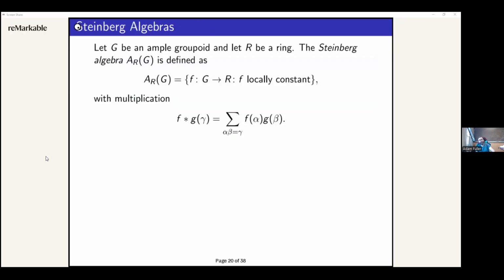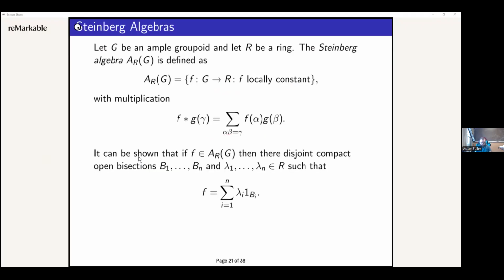Okay, a Steinberg algebra. If we have an ample groupoid and we have a ring, the Steinberg algebra is defined to be the locally constant functions into the ring. And we put a multiplication on this by convolution, and this gives us an algebra structure. This is called the Steinberg algebra. Again, if you're used to the C-star setting, you look at compactly supported continuous functions into your ring being C, and you have the same convolution.